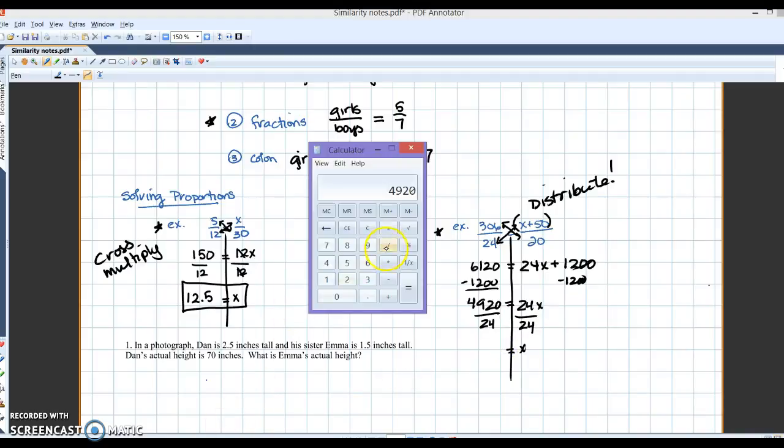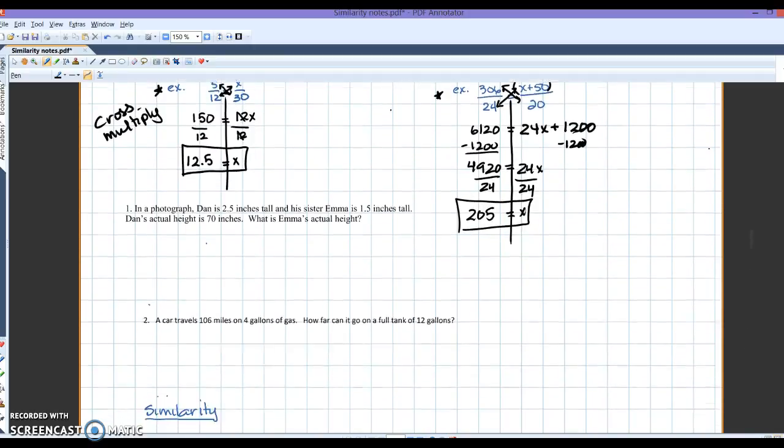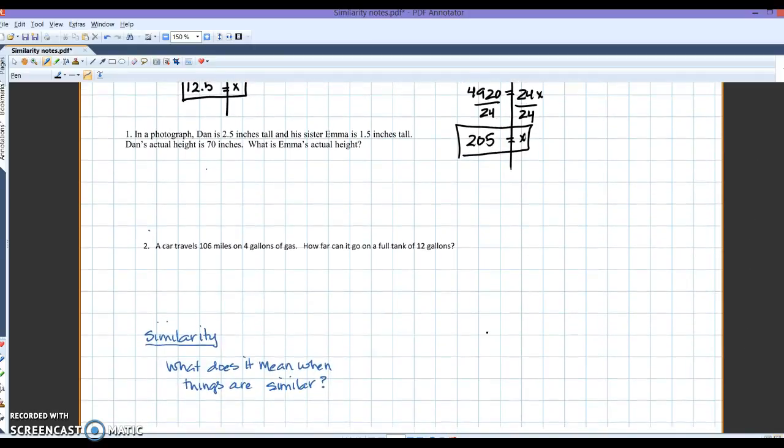Oops, sorry about that. Divided by 24, and we have 205 as an answer. So these are the algebra skills that you're going to need to be successful in this unit. You're going to need to remember how to solve proportions, okay? Most of those proportions are going to come in the form of story problems or diagrams.